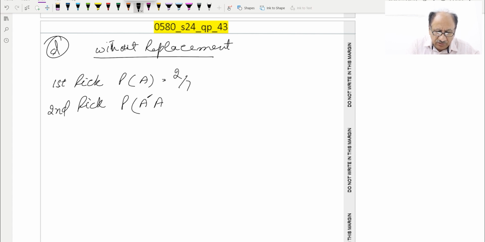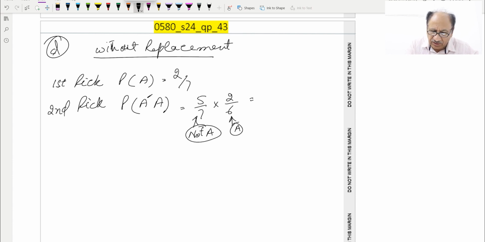So not A, I mean the complement of A. The complement of A will be the 5 other cards, so 5 by 7, and the second will be 2 by 6 because 2 A's will still be there. So this will be not A probability, and this will be A probability, but one card is gone out. So this will be 5 by 7 and 2 by 7, which we can write as 10 over 42, and this explanation I will erase.